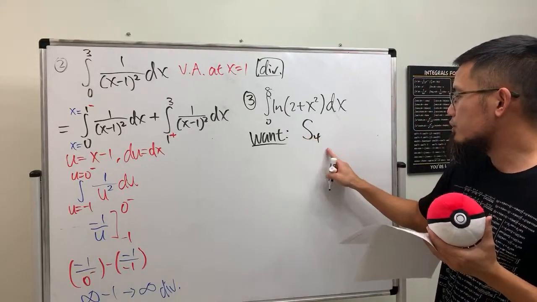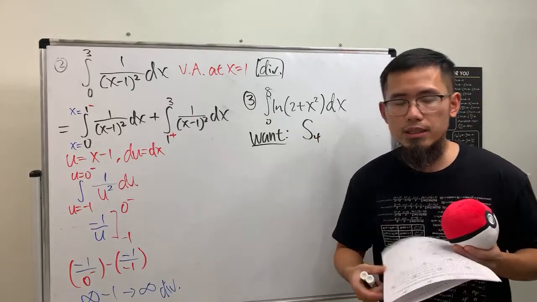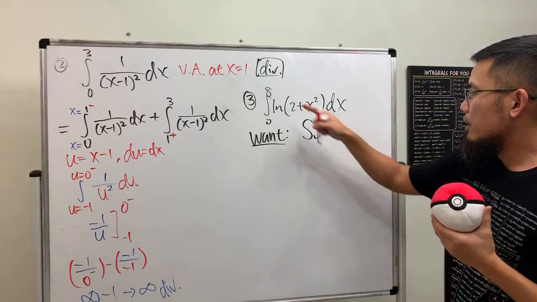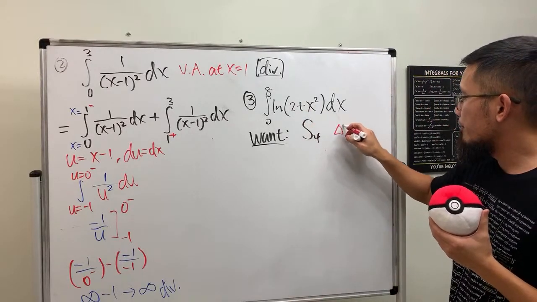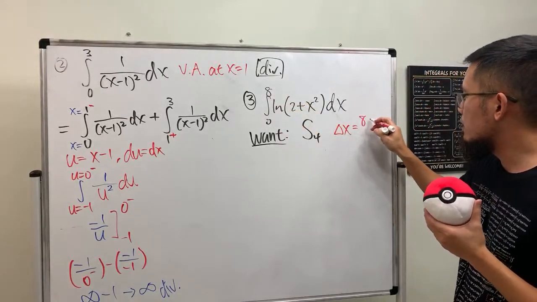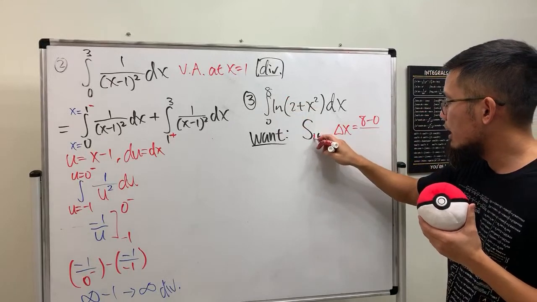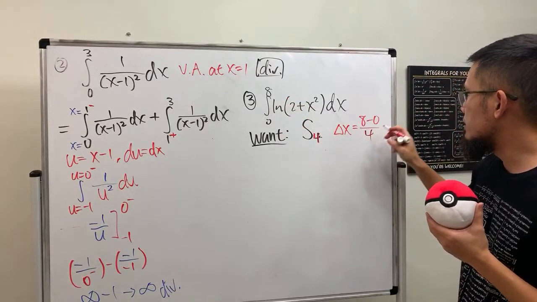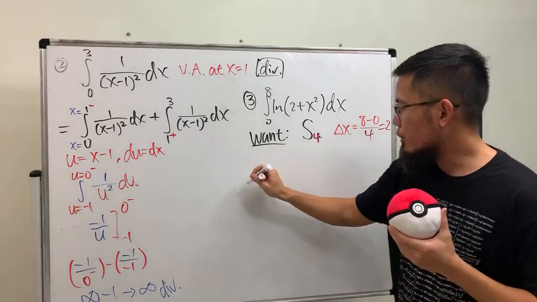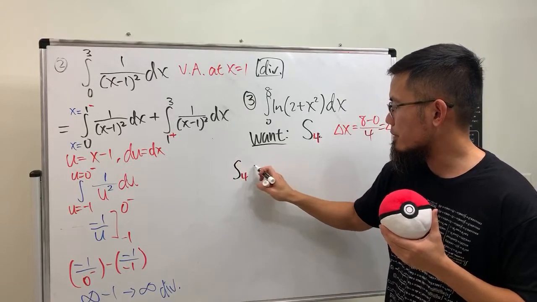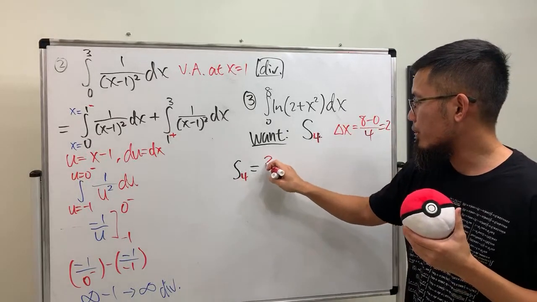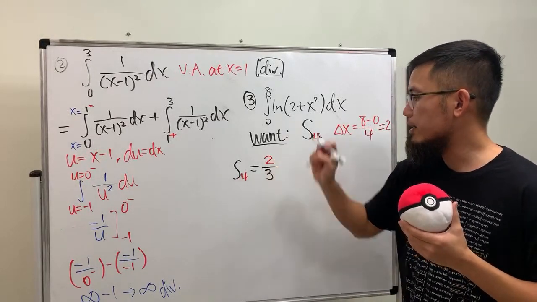So to do the Simpson's rule, this is how you should do it. First off, compute the delta x. Delta x is just going to be 8 minus 0, and then divided by the n value, which is 4. So as you can see, this right here will just be 2. That's pretty nice, right? And then I'll just tell you, S4 is going to be the following. This is equal to delta x, which is 2, so we have 2. And don't forget, we have to divide this by 3.